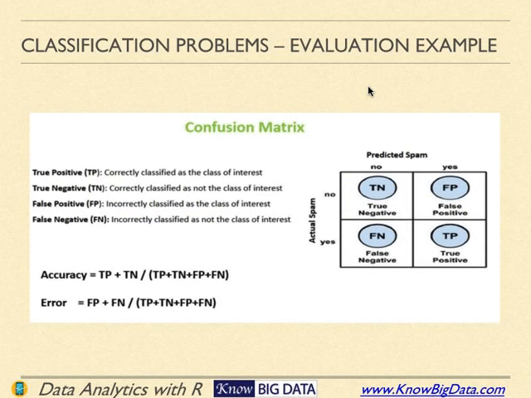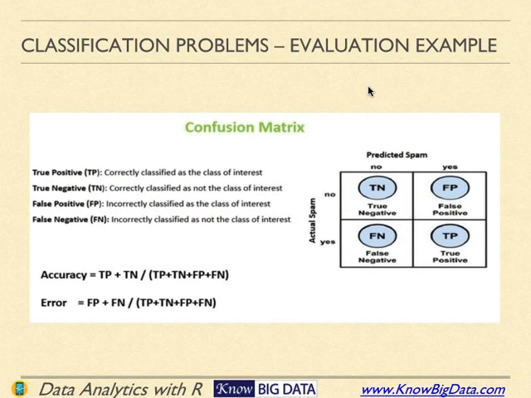Now the confusion matrix is this: what is predicted against what is actually there. If we are trying to predict spam and it is actually spam, then we are truly positive. If we predicted non-spam and it was not spam, then it is truly negative. If we predicted something as spam, but it was not really spam, that is a false positive. If we predicted something as not spam, but it was actually spam, that is a false negative.